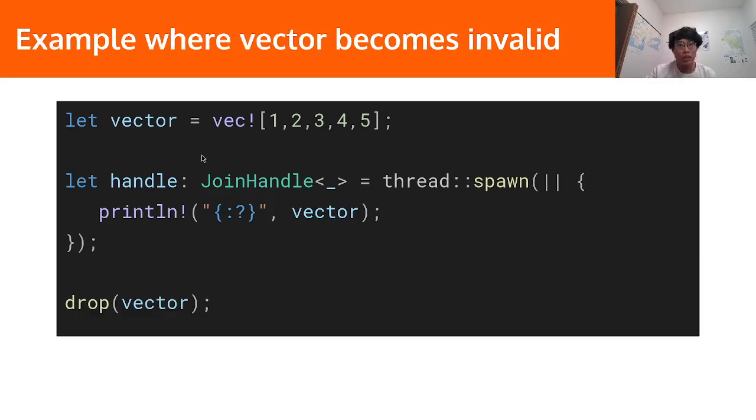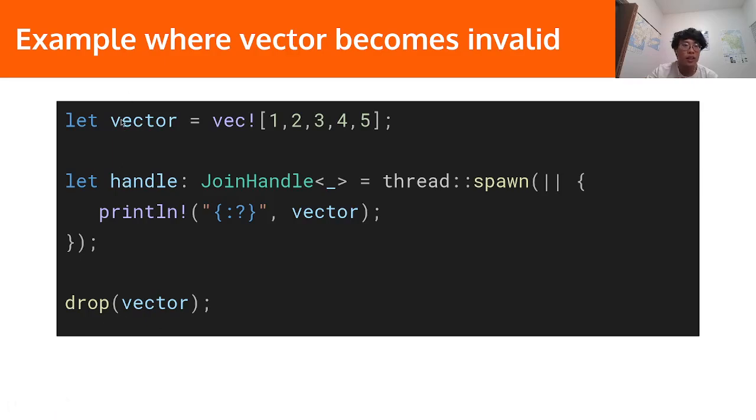So one example might look like this. We call thread spawn on this vector, and then afterwards we immediately drop the vector, right? Because we don't know how the execution works, we don't have a guarantee that the thread will finish using the vector before it gets dropped, right?